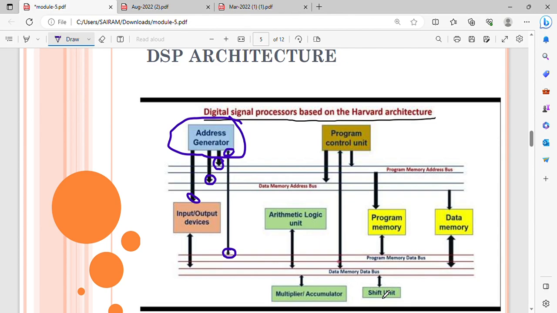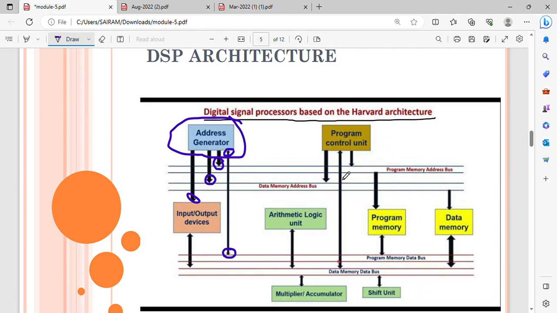So the shift unit is connected to what? Your shift unit is connected to which one? That is this one. Okay, the shift unit is connected to the data memory data bus. Correct? The data memory data bus is connected. That is the best part.